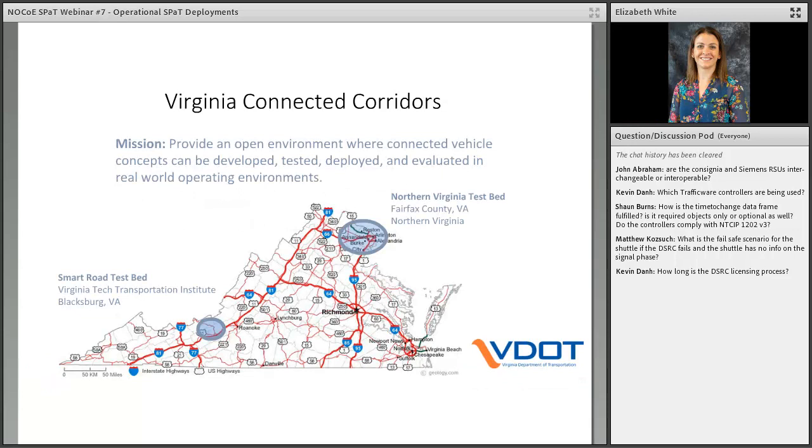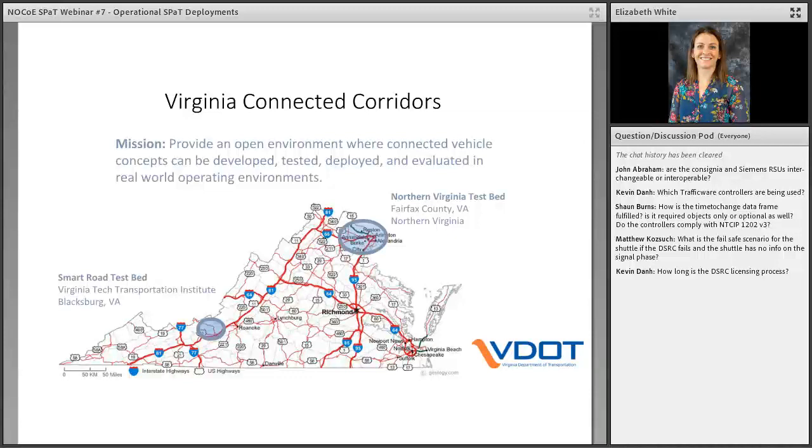So this first slide just shows where our Virginia Connected Corridor testbed is located. Our primary deployment is in the Northern Virginia area, and we also have a smaller deployment in Southwest Virginia on the Smart Road here at VTTI, which is a closed testbed research facility that we manage and is owned and maintained by the Virginia Department of Transportation.